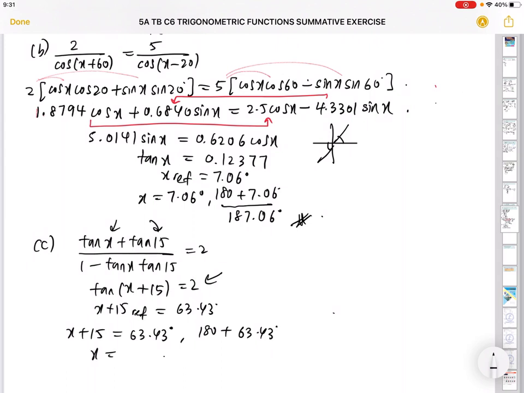Alright, this is still very long. We still got a long way to go. This is just part A. Let's look at part B. Okay, part B. This time you have to solve involving radian.